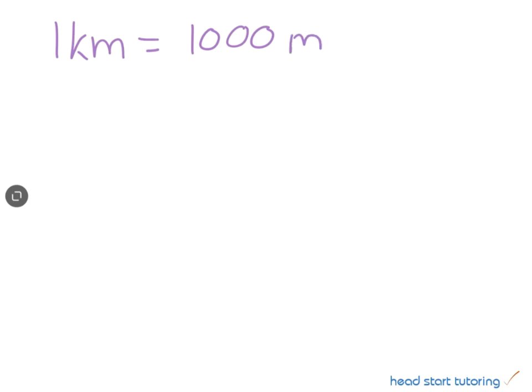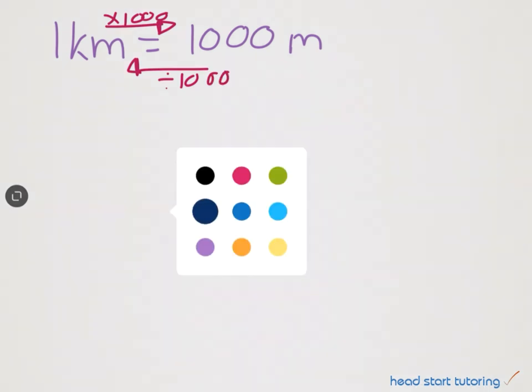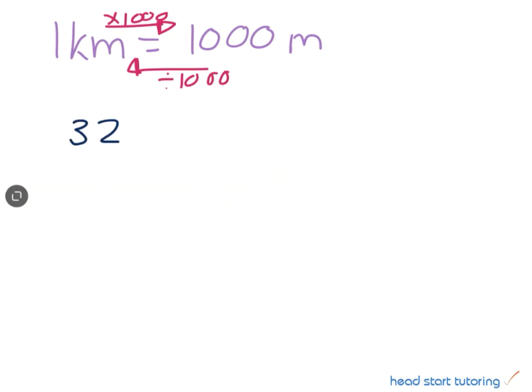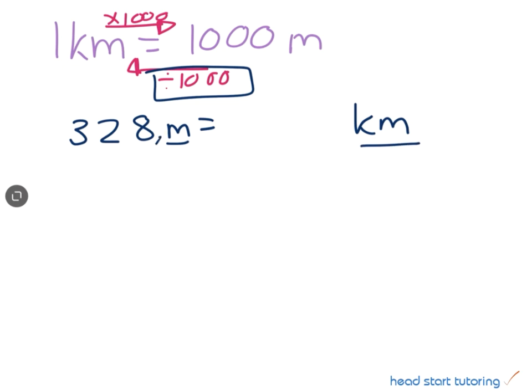One kilometer is equal to 1,000 meters. So when we are converting from kilometers to meters, we multiply by 1,000. And when we are converting from meters to kilometers, we divide by 1,000. If I have 328 meters that I would like to convert into kilometers, I need to divide by 1,000 because I'm going from a small measurement to a bigger measurement. So I divide by 1,000 to get an answer of 0.328 kilometers.